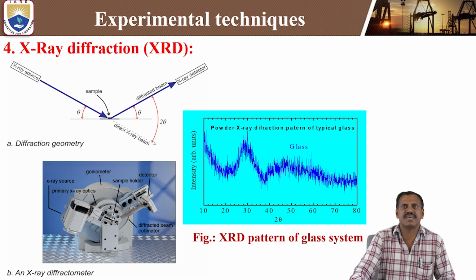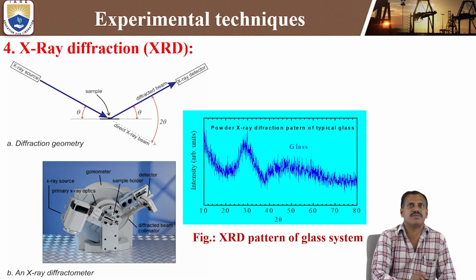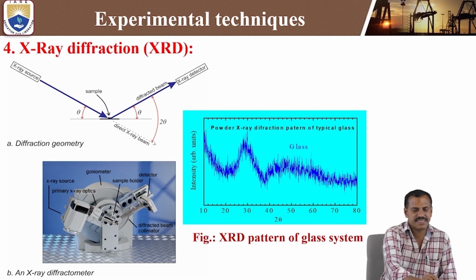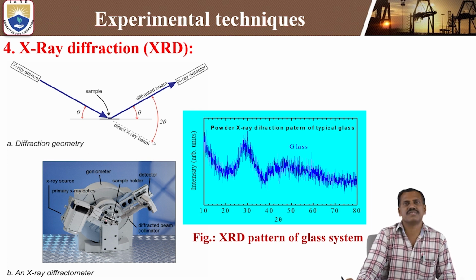Just coming to this XRD instrument. See here, this is the XRD instrument. There is an X-ray source. Next, primary X-ray optics. Next, goniometer. Next, detector. Sample holder here. Next, here, diffracted beam collimator. So the X-ray source falls on the sample. Next, the diffracted beam comes and the X-ray detector measures it from here. So the direct X-ray beam will be produced like this. By using this mechanism and Bragg's law, we can measure the XRD profile.